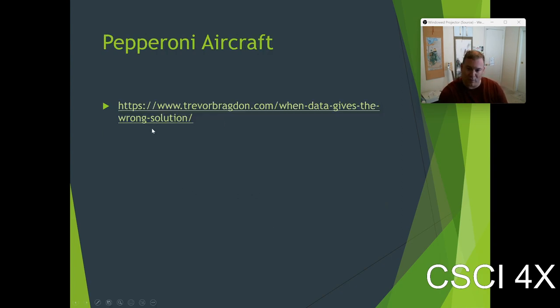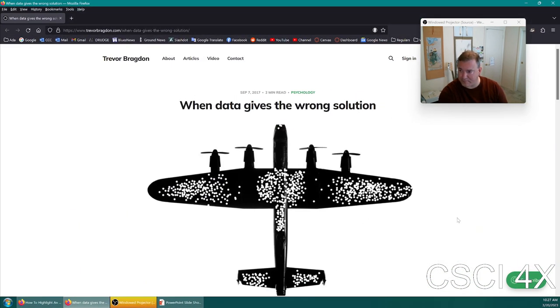So a famous story is the pepperoni aircraft story, where you've got this graph. And so in World War II, they looked at bombers coming back from Germany. They put a dot every place they found a bullet hole. And so their first approach, and I don't know if the story is real or not, but whatever, it's a great story. Their first pass at this is like, okay, these are the places on the plane where we're getting shot. So the Germans, these are the places where the Germans are hitting us. So we need to put armor on those places on the plane.